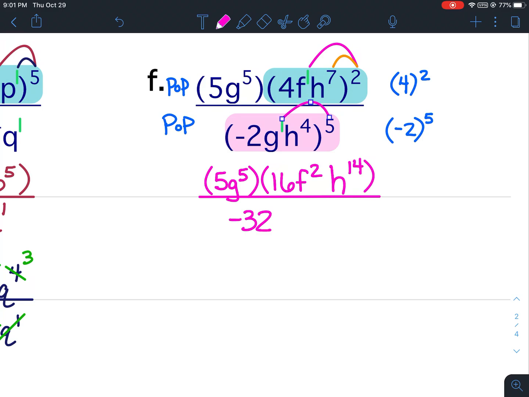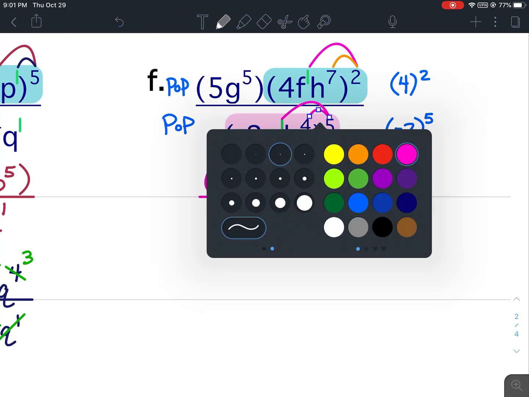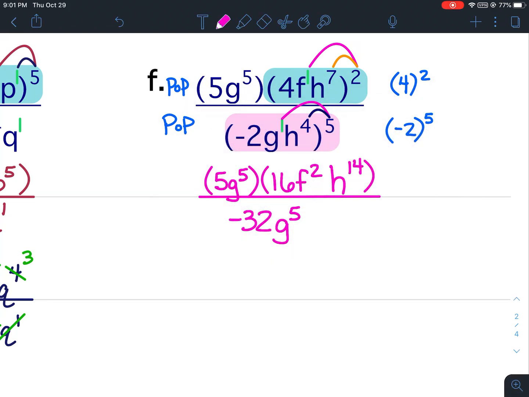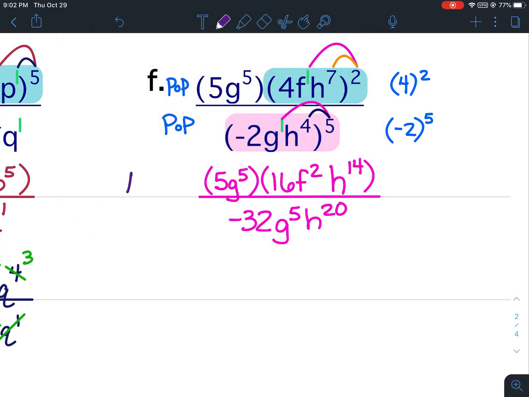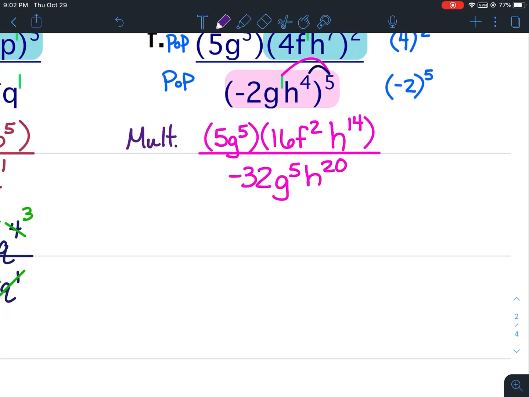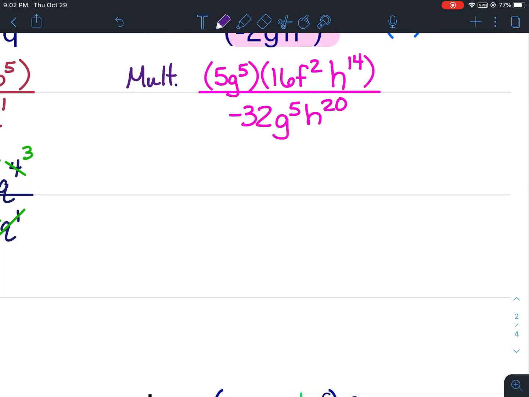Multiplying my exponents, I'm going to have g to the fifth and h to the 20th. Okay, still need to simplify the numerator one more time by multiplying. Five times 16 is 80. So I'm taking 5 times 16, getting 80.